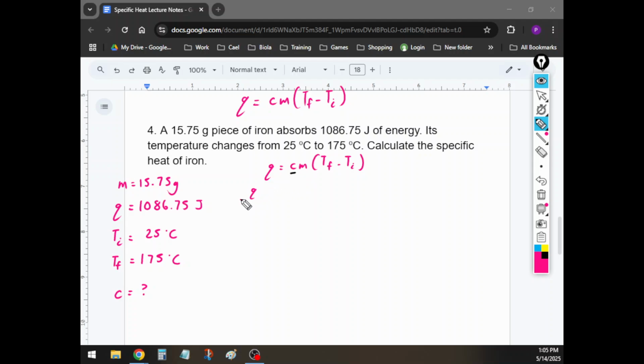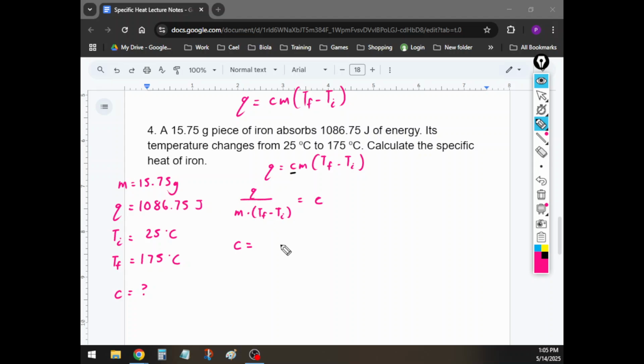So Q divided by M, and then you can also move the parentheses TF minus TI, and that's going to be C. Okay, so if this method makes sense to you, just rearranging the equation first, you can do it that way. If this was confusing, then you don't have to do it this way. It's another way to arrange it so that you can plug in the numbers and the calculations look easier. This is the way I do it. It's up to you.